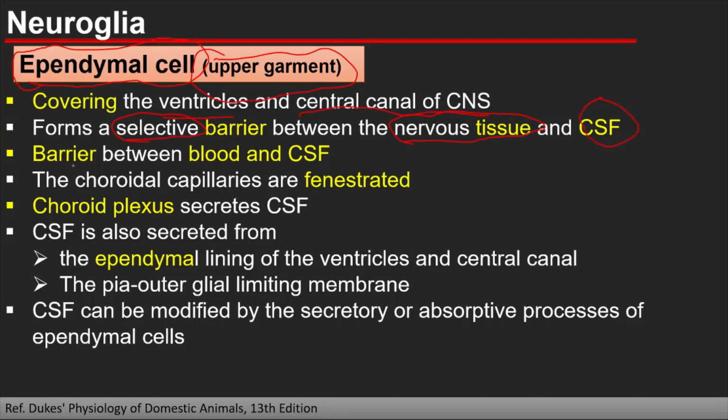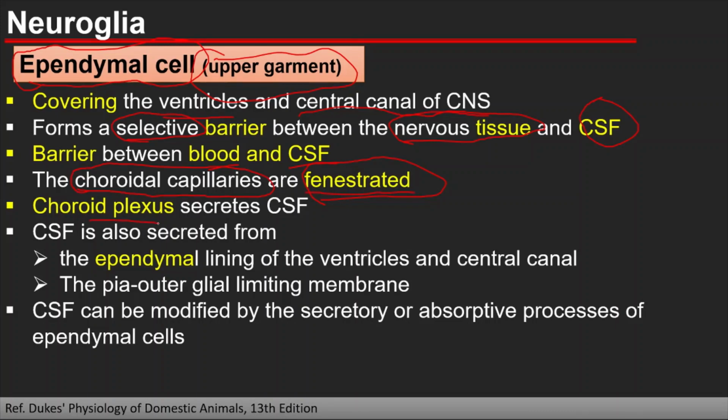And the choroid plexus, we know that it forms the cerebrospinal fluid, and we find the ependymal cell lining there. They play a very important role, and they form the CSF. So this is the barrier between the blood and the CSF. Choroidal capillaries are fenestrated. We know that the brain has the blood-brain barrier, and that blood-brain barrier is maintained by the endothelial cells by the tight junctions. But in this area, the endothelial lining of the choroidal capillaries is fenestrated, so that fluid or molecules can pass through the endothelial cell.